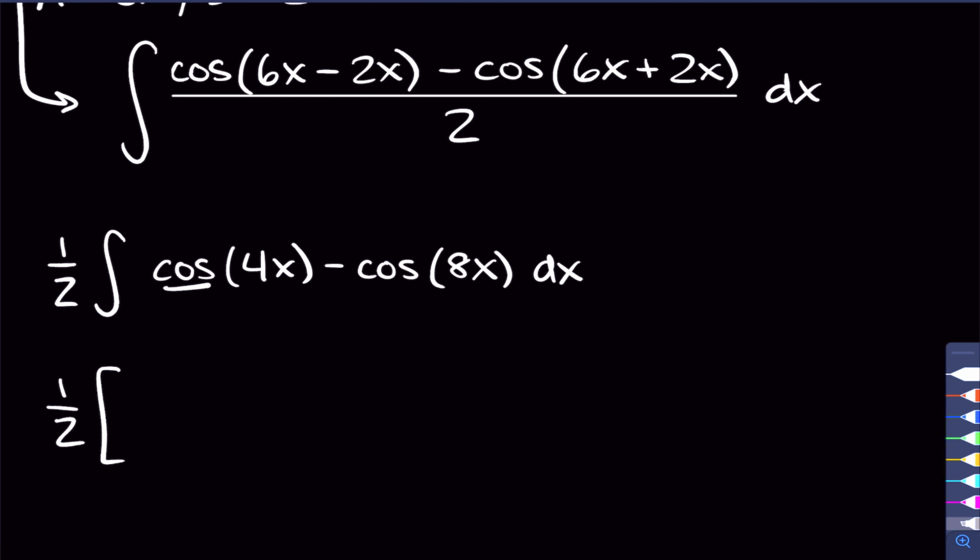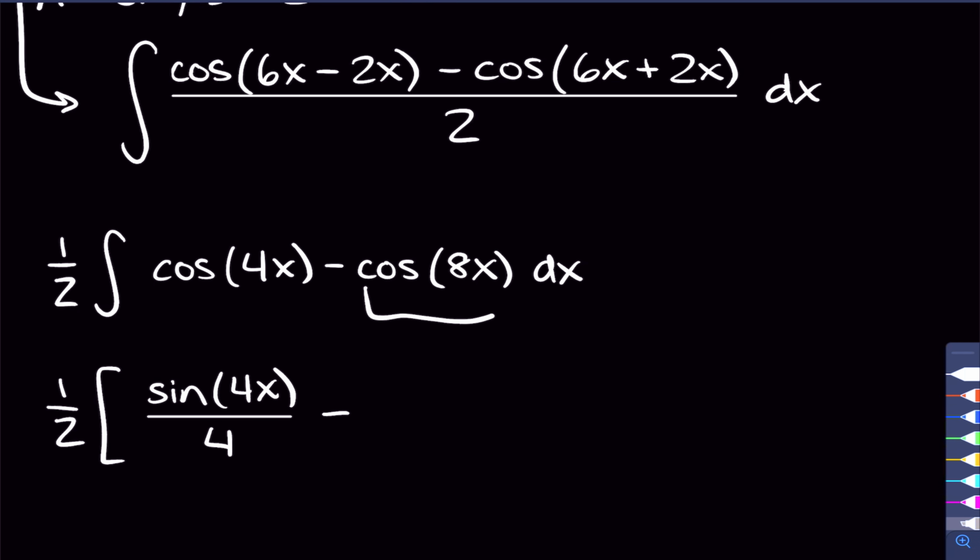Well, what is the integral of cosine? The integral of cosine is sine, and just leave the inside alone. And then what is the derivative of the inside, the 4x? The derivative of 4x is 4, and with chain rule we would multiply that out front. But when we integrate, we're going to divide by the derivative of the inside. So we divide by 4.